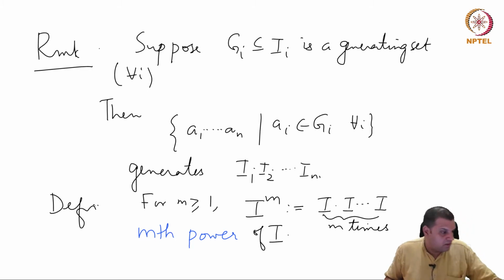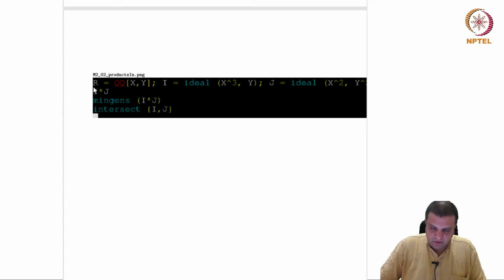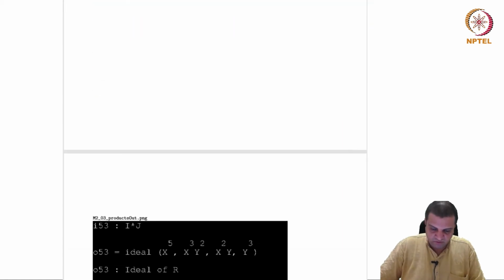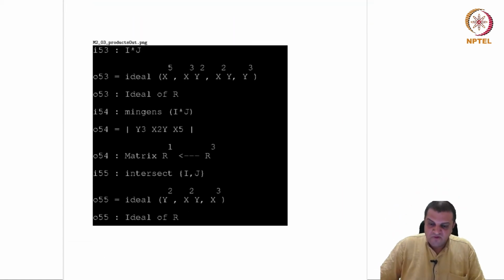So let's look at a couple of examples. R is a ring in two variables, I is the ideal generated by x cubed and y, and J is the ideal generated by x squared and y squared. Then we take the product I times J. At that point we'll realize that we have not obtained the minimal generators. And then we are also asked to intersect these two, and let's see why that's relevant. Again I just show you the output that's relevant.